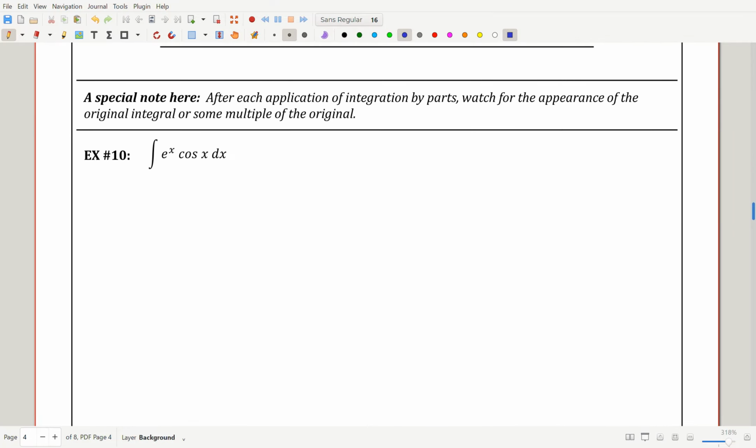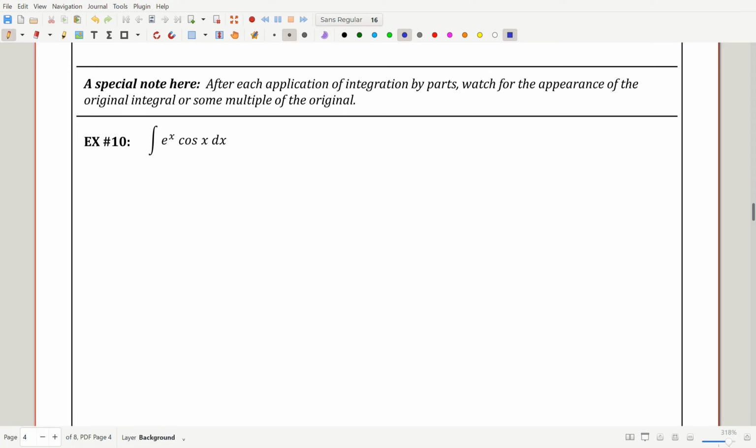We're going to look at one last case here where something a little bit more interesting happens. We are going to have to integrate by parts twice, and we are actually never going to solve an integral when we do this problem. There's never going to be a point where we're going to solve an integral, because watch what happens here.